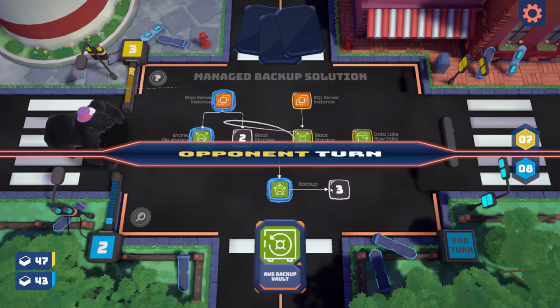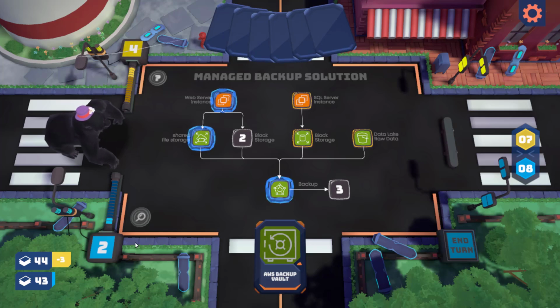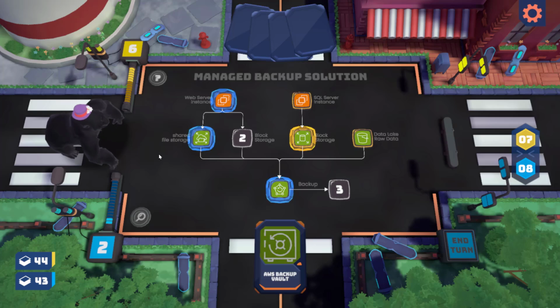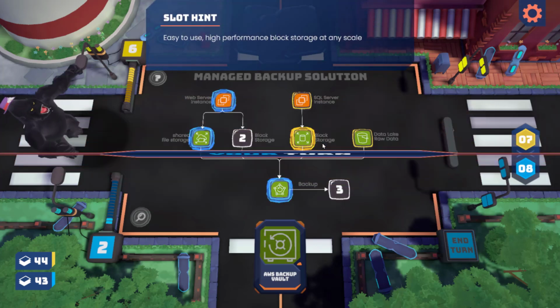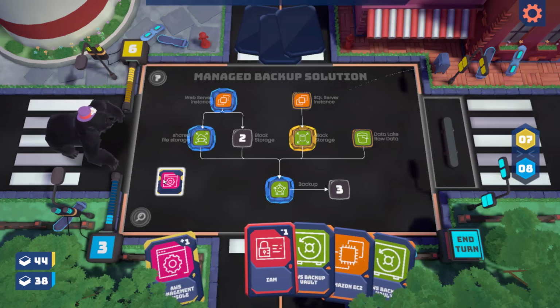Let's keep that one. I could have played it, but he might steal it. He has energy. I don't have energy, so let's play safe. See, look at his energy. He protected his block storage. Okay, see, I'm not getting energy cards whatsoever.